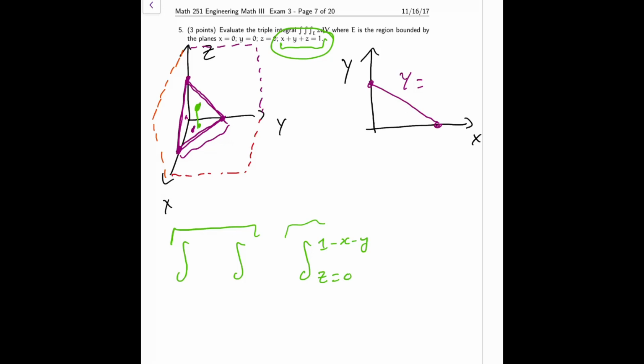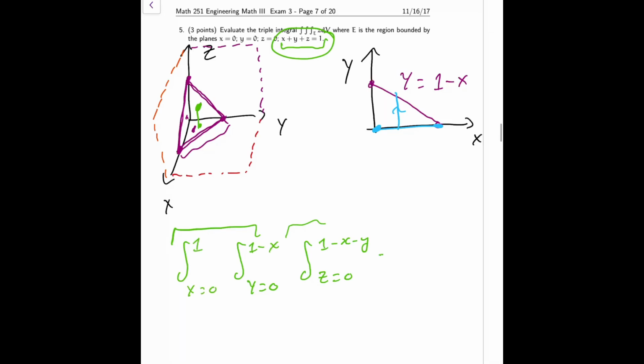Why is that? Well, in this plane, z is equal to 0. So then x plus y plus z equals 1 becomes x plus y is equal to 1. In other words, y is equal to 1 minus x. Okay, and so x is going to go from 0 to 1. And for every fixed value of x, y is going to go from 0 to 1 minus x. So this is y equals 0 to 1 minus x, and then x goes from 0 to 1. And we're integrating the function z dz dy dx.